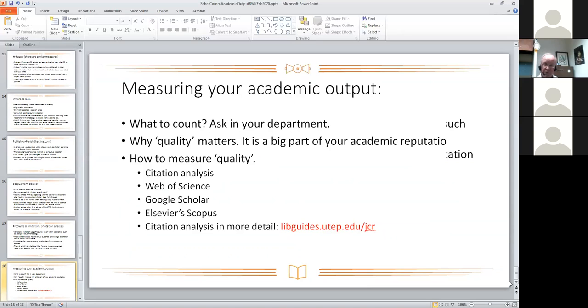Now, you want more information about citation analysis, including how the various measures journal quality, we do have a LibGuide up on our LibGuide page, libguides.utep.edu/JCR. So you can find additional information through the LibGuides.